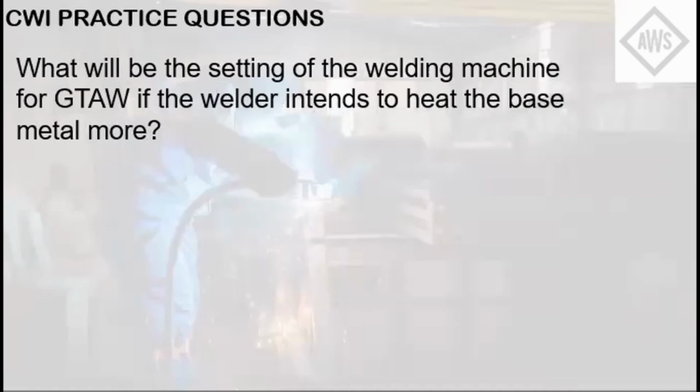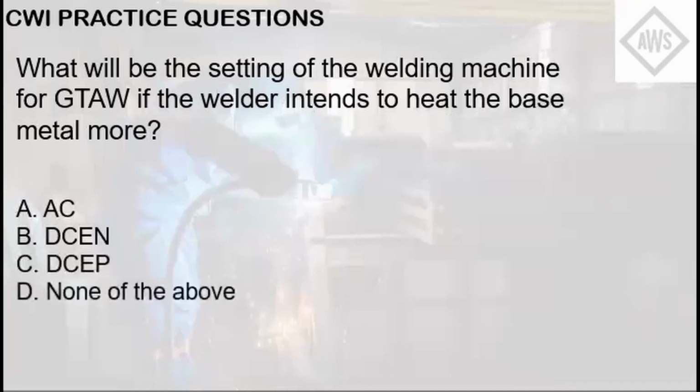Next question. What will be the setting of the welding machine for GTAW if the welder intends to heat the base metal more? Letter A, AC. Letter B, DCEN, or DC electrode negative. Letter C, DCEP, or DC electrode positive. Or D, none of the above. So, a welding machine commonly has what we call the electronegative flow, right? So it flows through a circuit in an electrode negative flow manner.